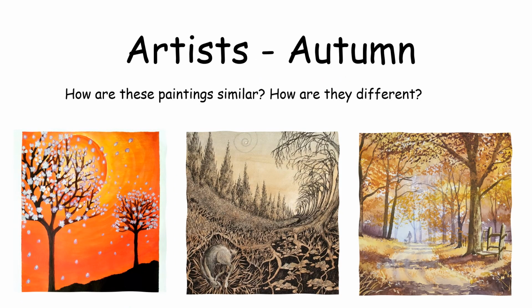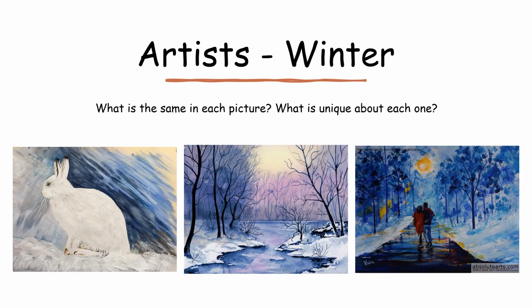So this is autumn. Some very good images for autumn. So same again. What makes them the same? And how are they different? How do they show autumn differently in each of these images? And finally, winter. What is the same? What is different? What is unique about each one? What makes them so special in each one?